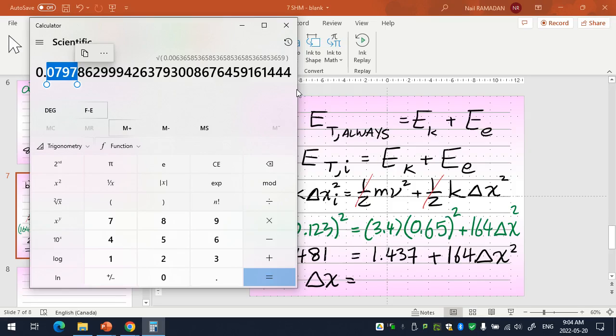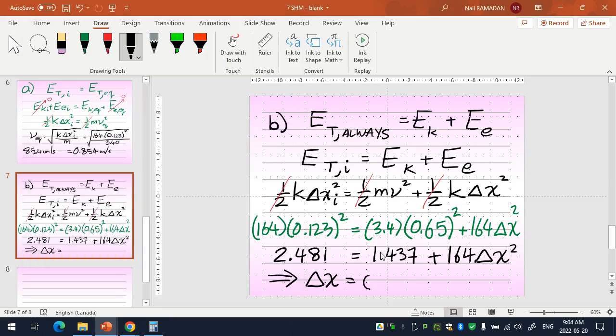3 sig figs means the first zeros don't count, because you can always play with scientific notation. It's 797, but the 8 will bump the last 7 to an 8. So 0.0798. In what unit though? Meters. But we want it officially in what the question wanted, which would be what? Just hop the decimal point twice. You'll get what? 7.98 centimeters.